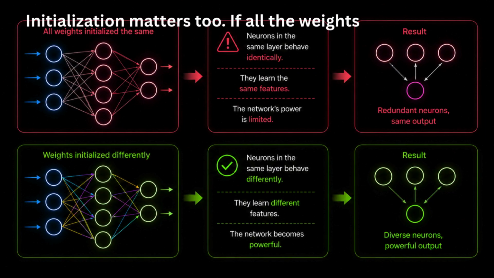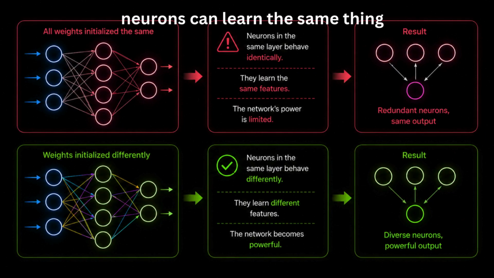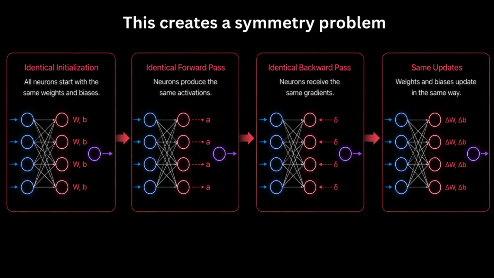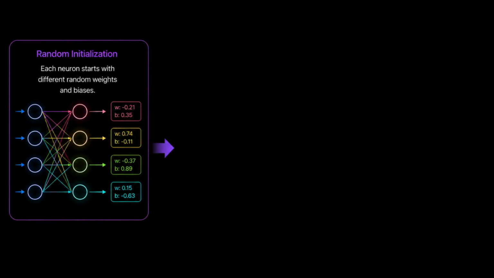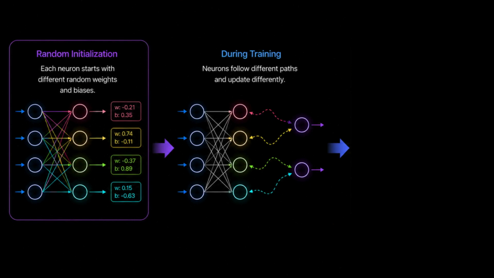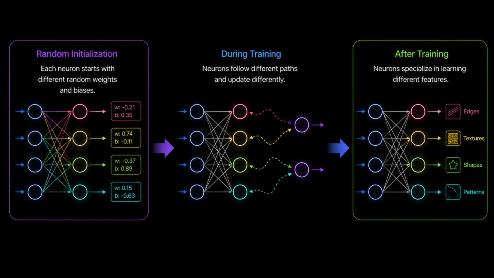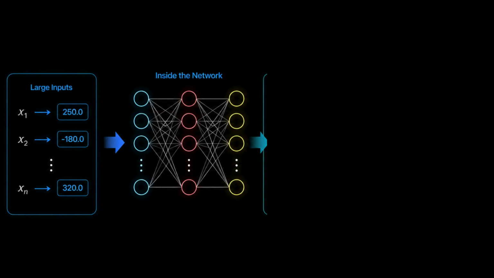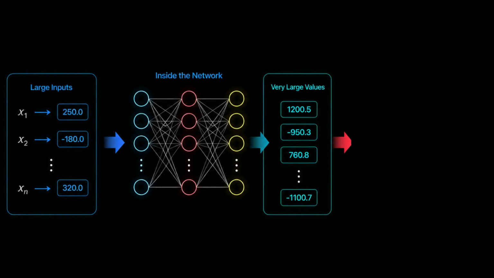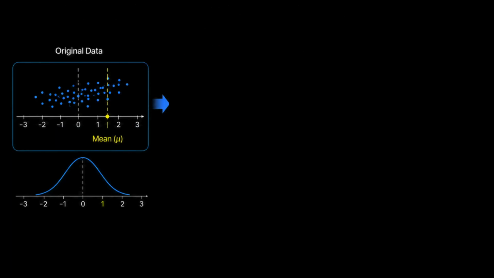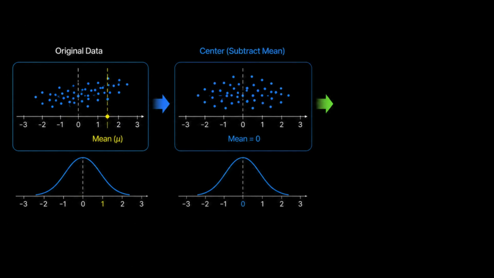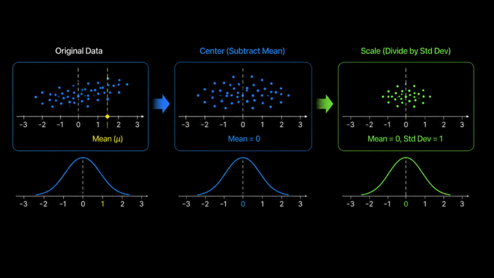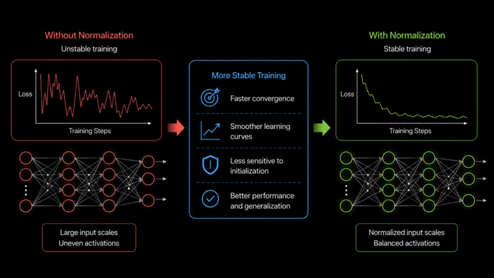Initialization matters too. If all the weights start the same way, neurons can learn the same thing. This creates a symmetry problem. Random initialization gives different neurons different starting points, allowing them to learn different features. Normalization can also help. If inputs are too large, they can produce very large values inside the network and cause activations to saturate. So we can center the data around its mean and scale it using its standard deviation. This can make training more stable.